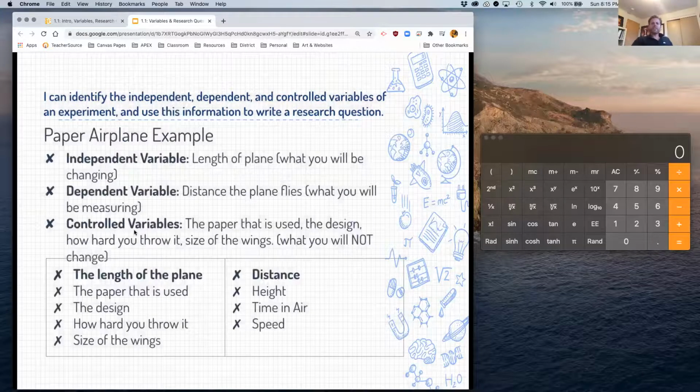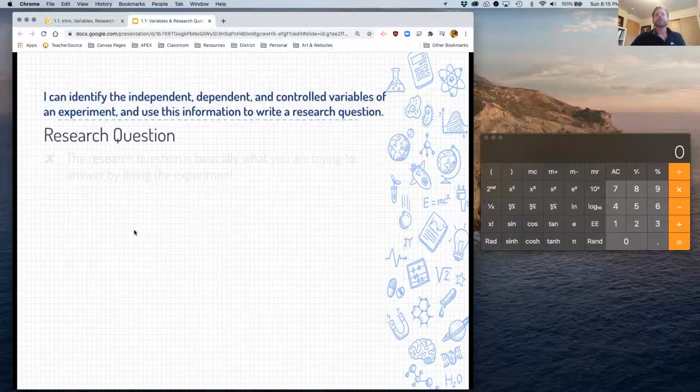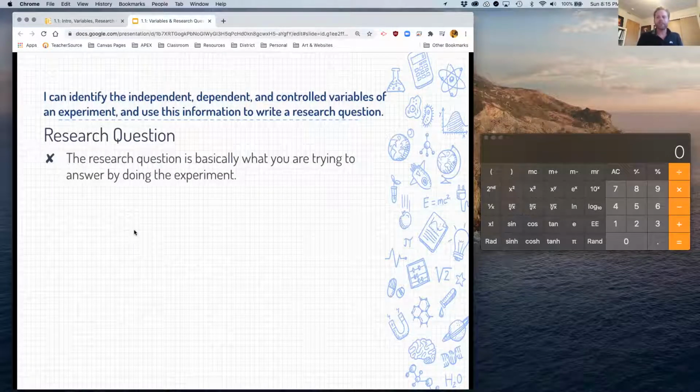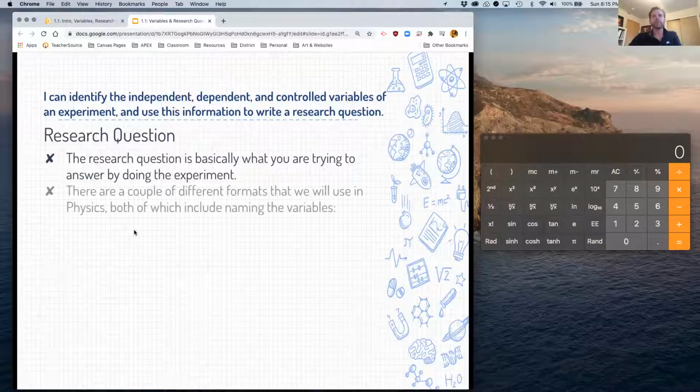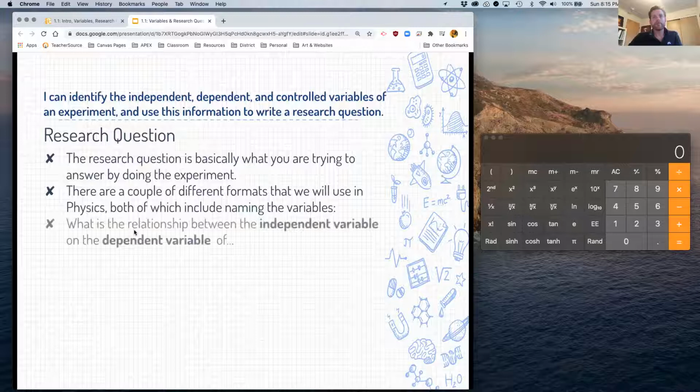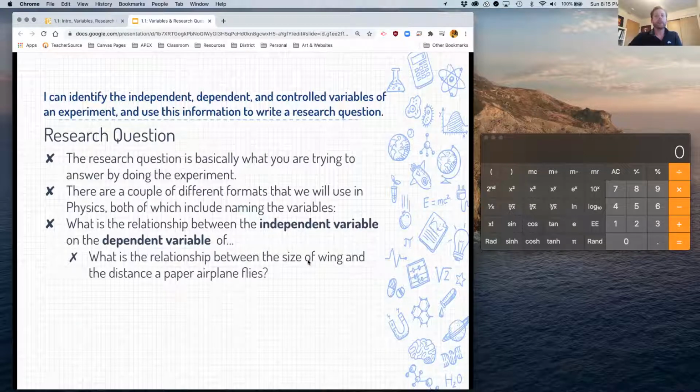Once I've identified these, I can then write my research question. The research question in physics is a little bit more specific than in middle school and other classes that you may have taken, okay? It's basically what you are trying to figure out. In physics, there are a couple of different ways that we recommend writing them in Beaverton School District. One is, what is the relationship between the independent variable and the dependent variable of whatever you're working with? For example, what is the relationship between the size of the wing and the distance a paper airplane flies? I name both of my variables. In this class, I want the research question to include the name of the variables, okay?